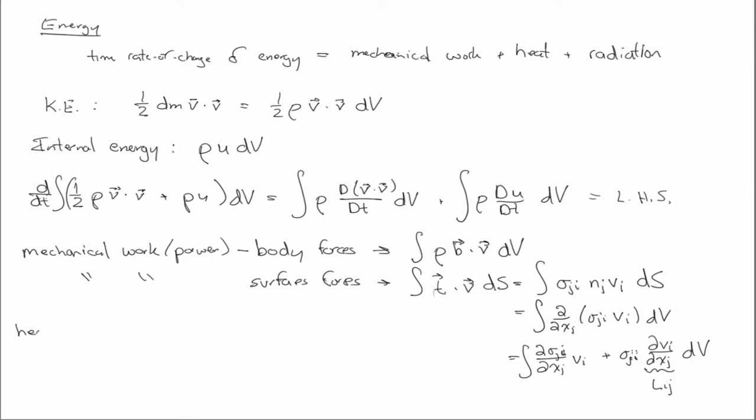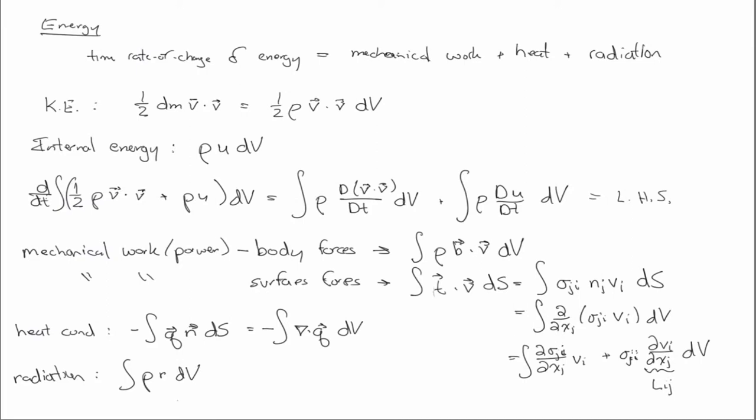Then we have heat conduction. By convention, we're going to say the heat conduction vector is outward pointing, so that's defined as negative q dot n dS, using the divergence theorem to convert to a volume integral. And finally, the radiation term. This is generally not important unless you do nuclear power. It would be something like this, where R is the heat generated per unit mass. Okay? So we're almost done.